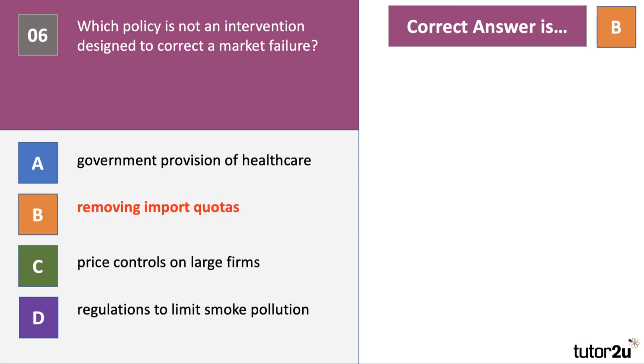And the right answer here is B, removing an import quota. Actually, that is just trade policy essentially, making increased supply of imports to a country. All of the others could well be seen to be a clear intervention, either under provision of healthcare, controlling monopoly power of big firms, or regulations to limit the externalities from smoke pollution.